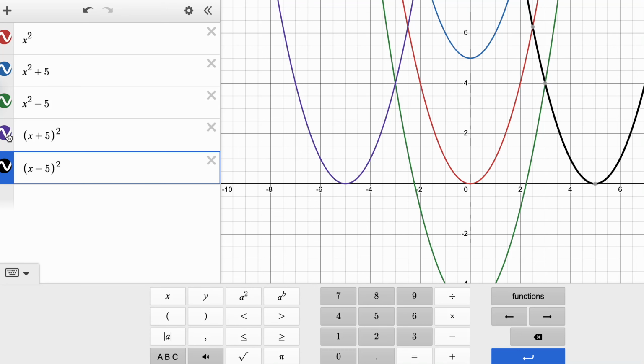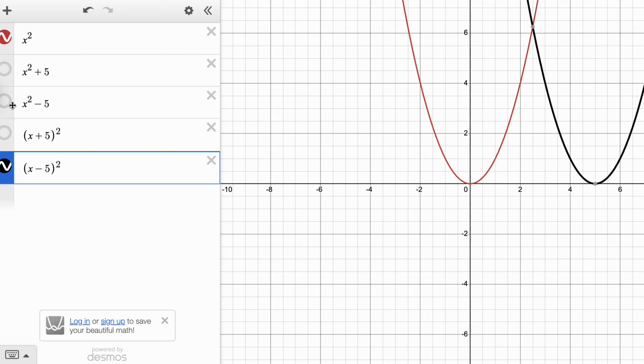Now let's see one by one. We can hide these ones, right? If we want to observe, we can hide these ones. And this is the red color. That means this red graph is for x squared. And this is the black color. That means this black graph is of the transformation. This is how we see it in Desmos.